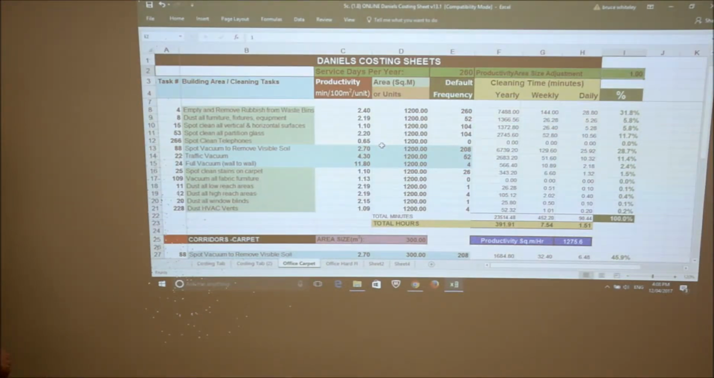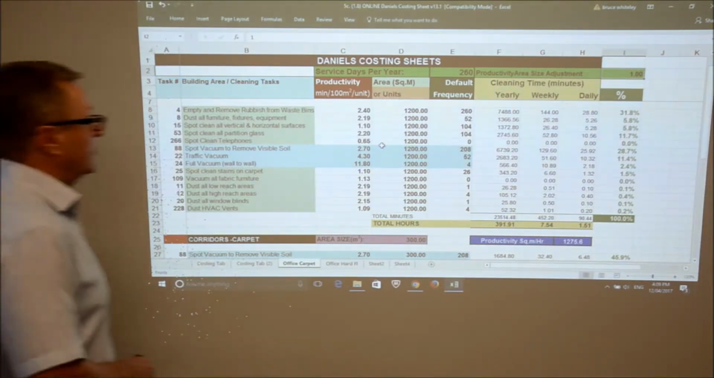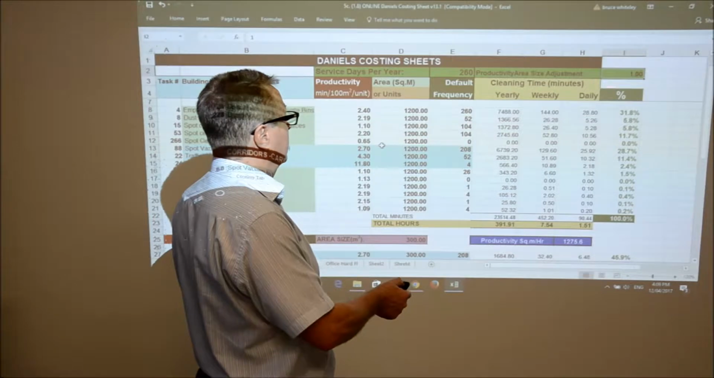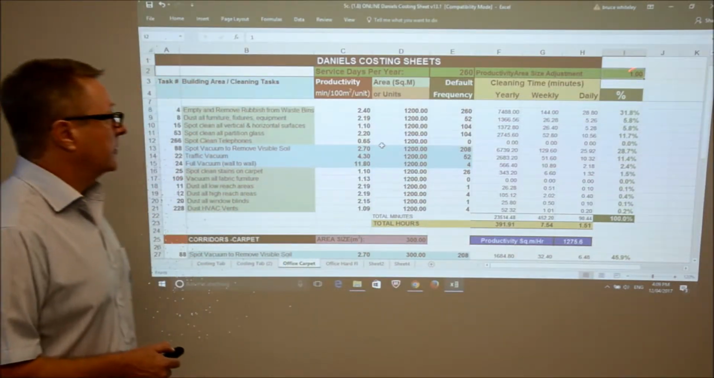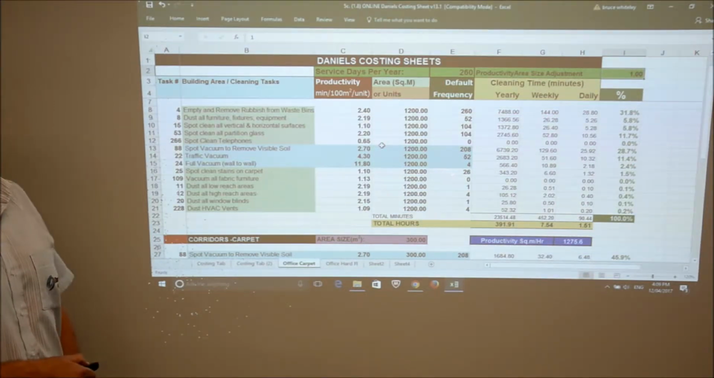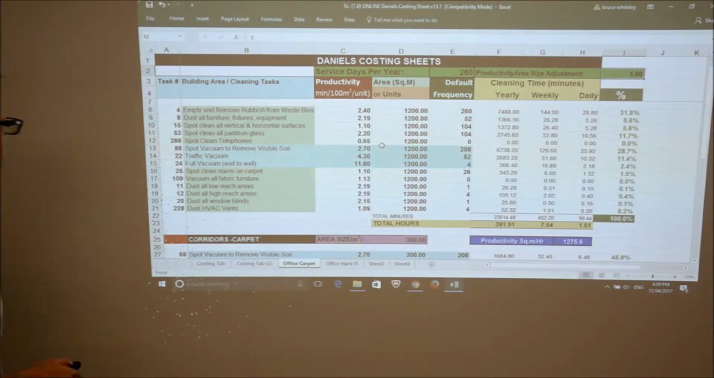We won't talk about it now, we'll come back to it, but we also have the productivity over here based on the size of the area. Having a factor of 1 means it's going to apply the times exactly as they're prescribed on the spreadsheet.